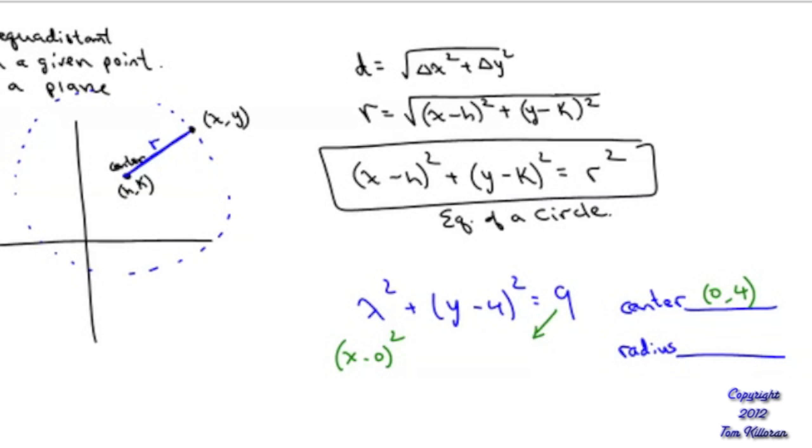Now the radius, I'd highly suggest you do this. You take your 9 and you write it as r squared is equal to 9, therefore r is equal to 3. Why not plus or minus 3? Because radius is a distance, and radiuses have to be positive. So my radius is r equals 3. Isn't this easy?